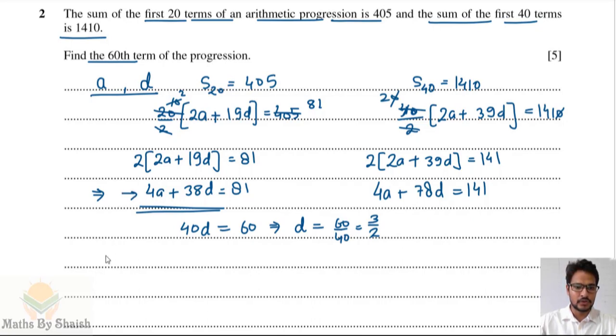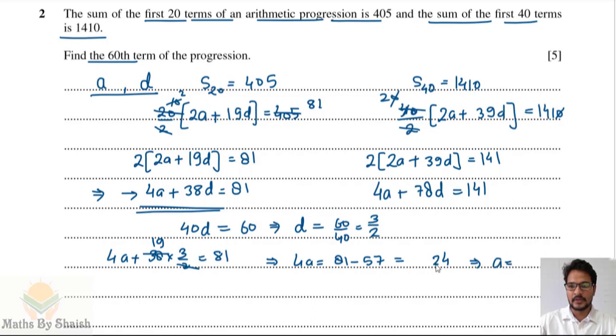in this. So we will get 4a plus 38 times 3 by 2 equals 81. This 2 got cancelled, 19. So from here we got 4a as 81 minus 19 times 3, which is 57, that is 81 minus 57, which is 24. It means a becomes 24 by 4, that is 6.